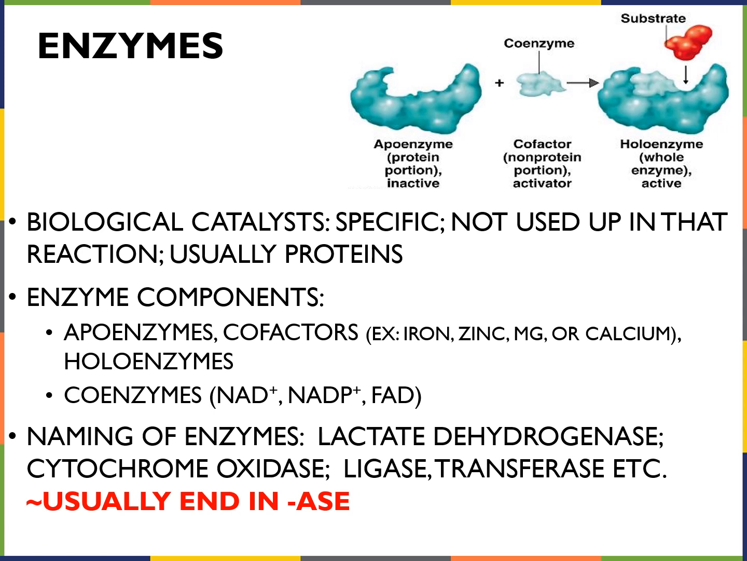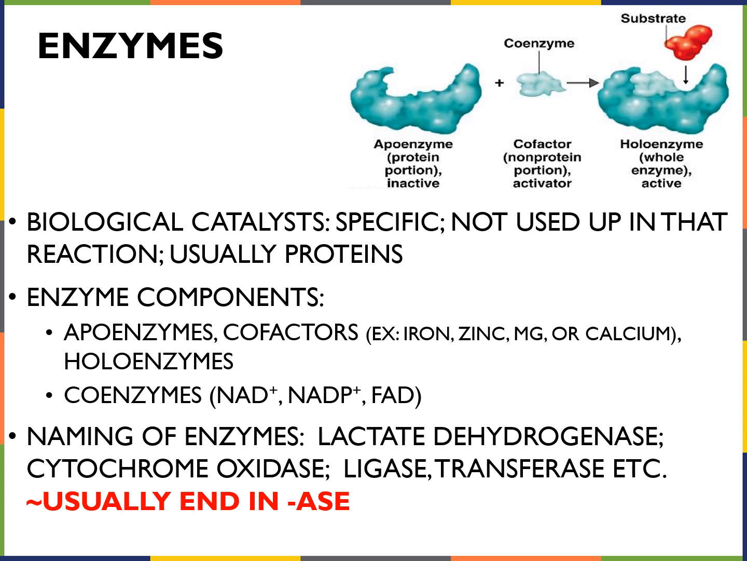If you look at the list of cofactors on the PowerPoint, iron, zinc, magnesium, calcium, these are all straight off the periodic table. These are all elements. However, if you look at the list of coenzymes, we have NAD+, NADP+, and FAD. Remember, we talked a little bit about these already. NAD+, yes, these are acronyms. NAD+ stands for nicotinamide adenine dinucleotide. Because they have really long names, you don't have to learn the long names.